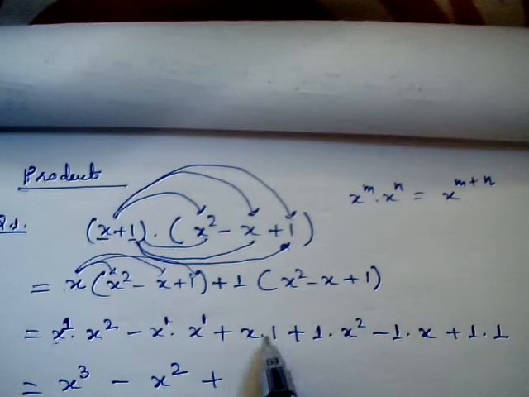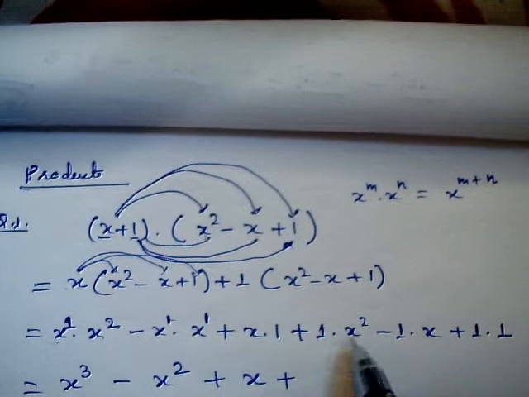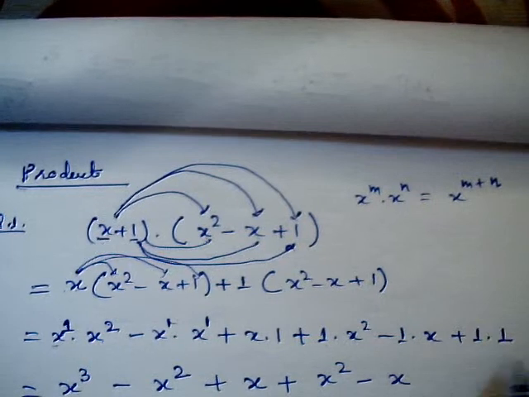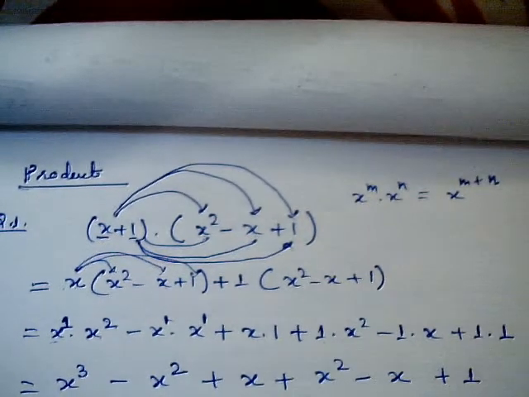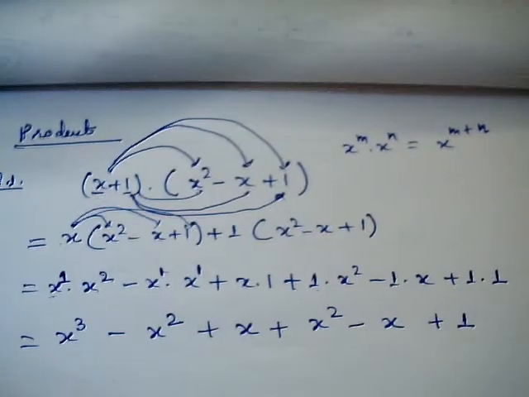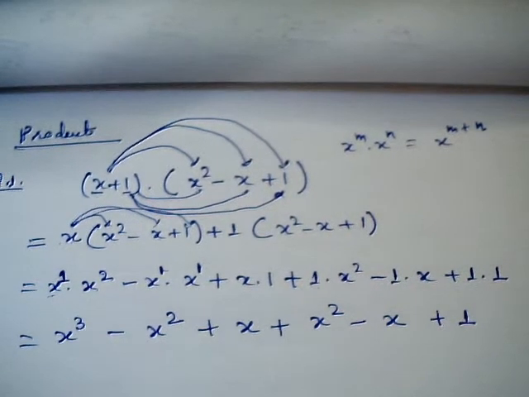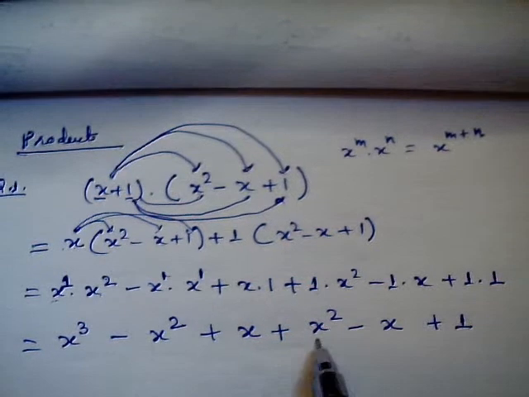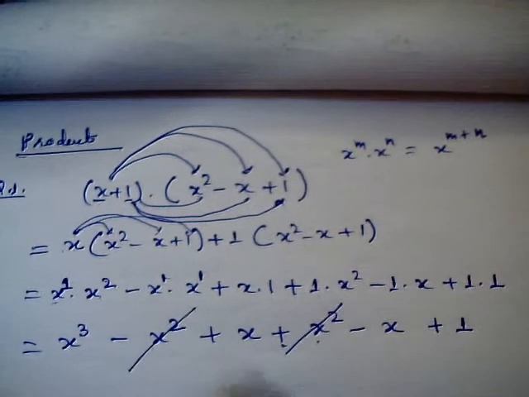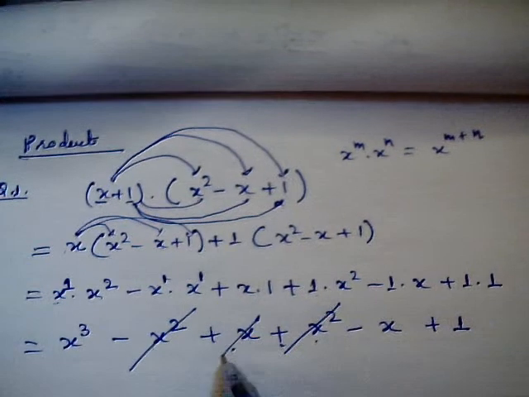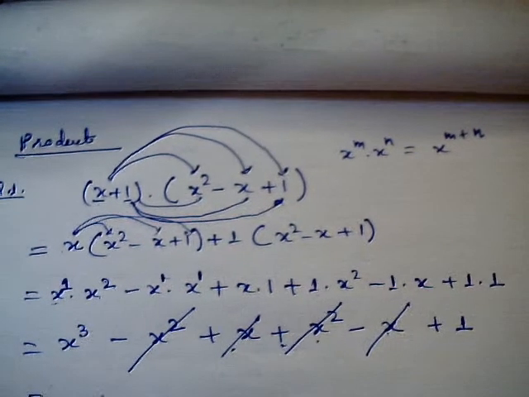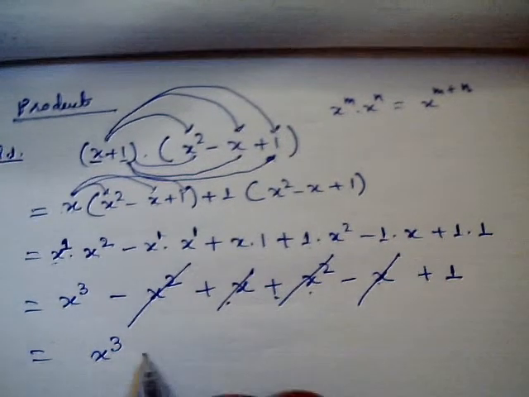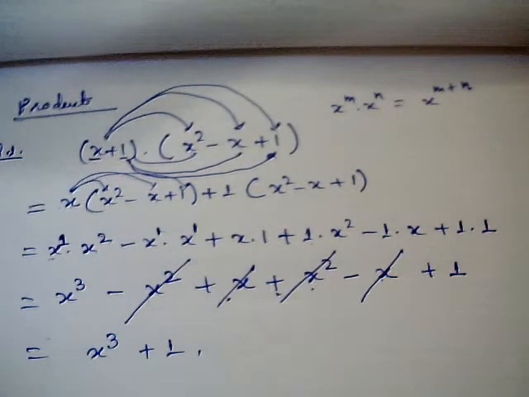Now 1 multiplied by x square, so that's going to be x square. 1 times x is going to be x, and then positive 1. Okay, if any terms cancel out, like positive or negative, we cancel them out. Like over here this is negative x square and this is positive x square, so we'll cancel out. In a similar way this is positive x and this is negative x, cancel out. So what is remaining? x cube and positive 1. So this is how we have solved it. We multiplied and we have seen how the product can be done.